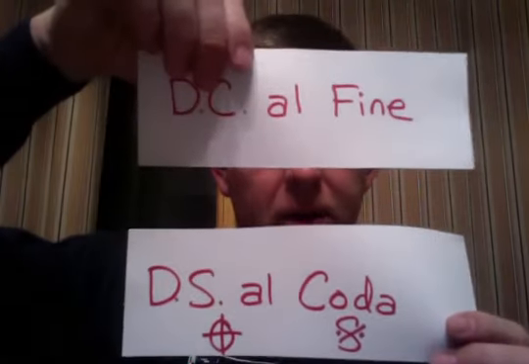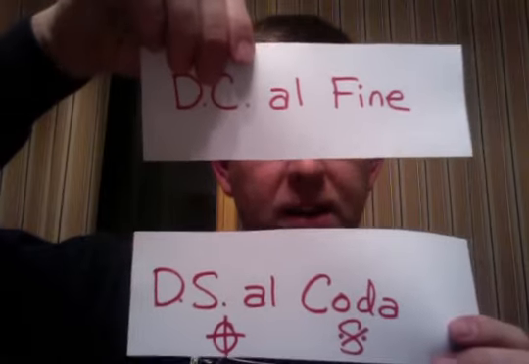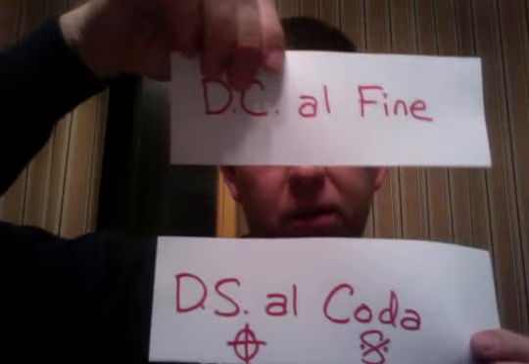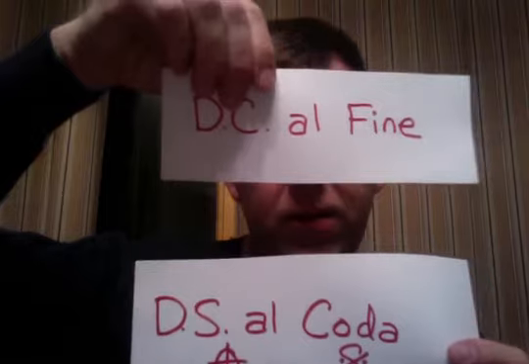Now you can actually have a combination of these two right here. You can also have a DC al coda, so you go back to the beginning and then you would jump to the coda. And you could have a DS al fine, where you go back to the sign and play till it says fine. So those are also possible. So those are your tempo terms and your form terms.